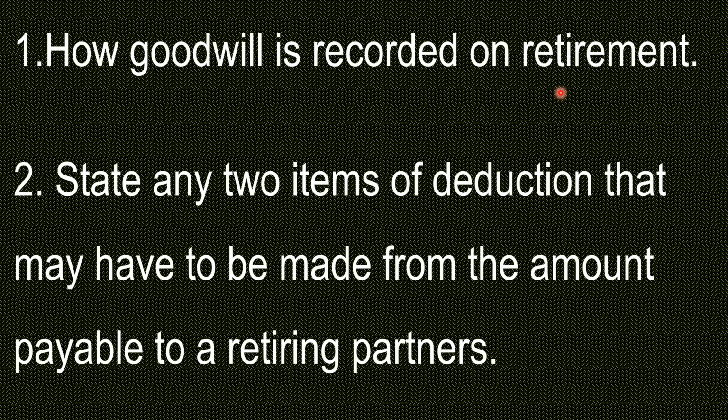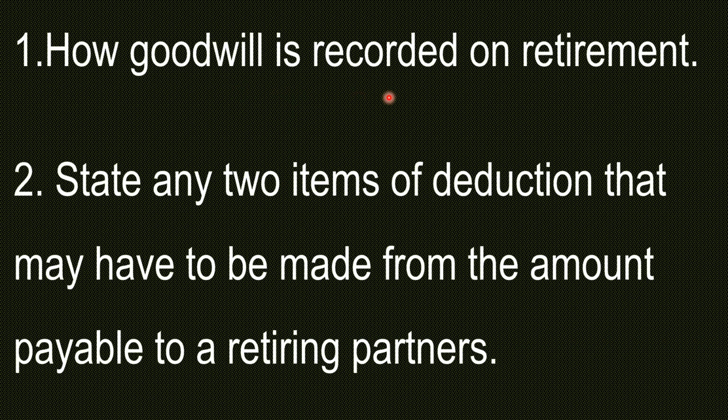Now, if we pass the journal entry, then it will actually answer how goodwill is recorded on retirement. So in this case, a simple entry we can pass: remaining partners' capital accounts debit to retiring partner's capital under the gaining ratio. From the full value of goodwill, first we calculate the retiring partner's share of goodwill, and then we pass this entry. So that will be the answer.